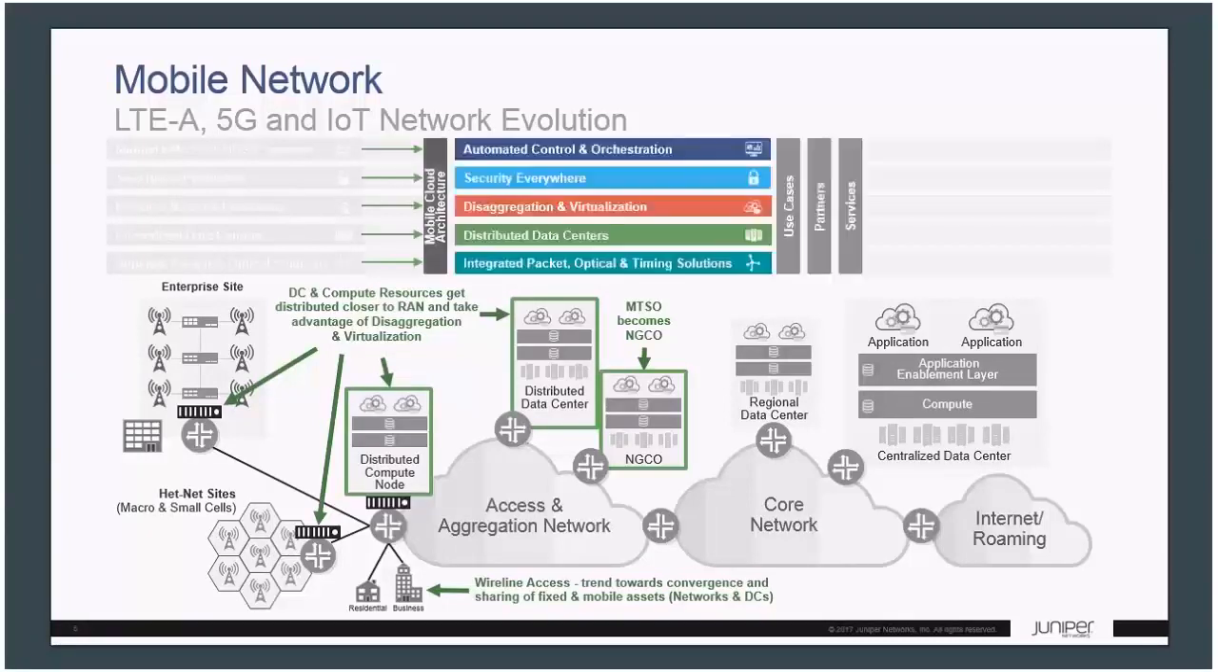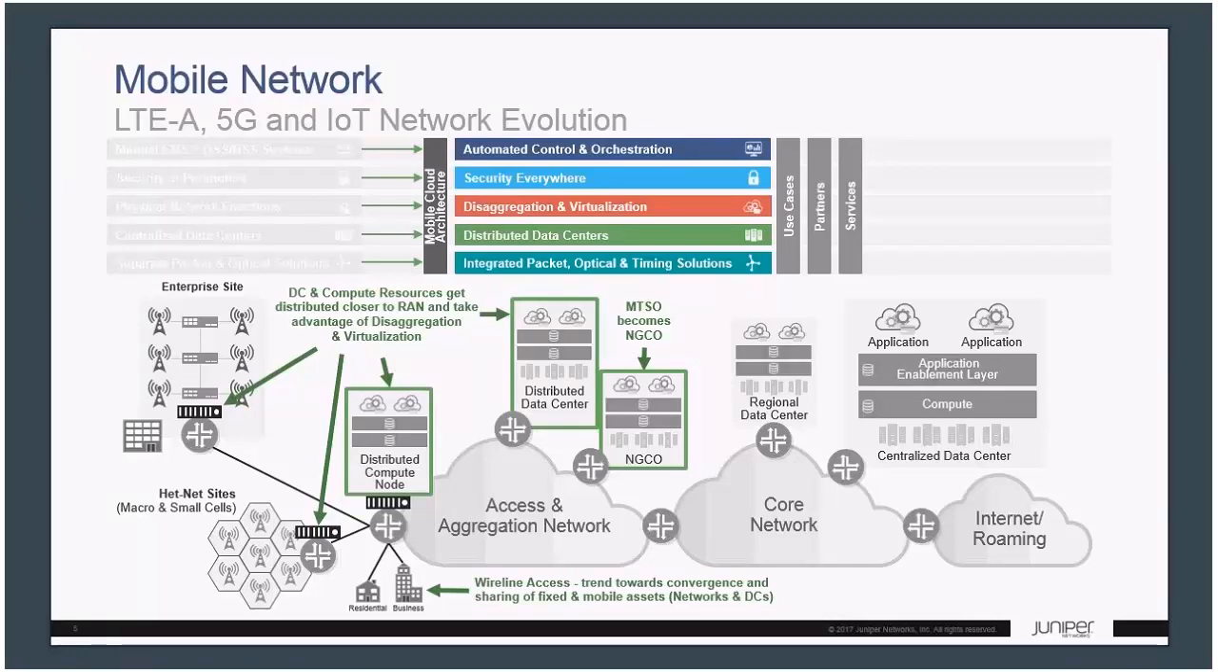Now, how are the solution areas going to have to evolve to support this distributed architecture? Here you can see the 5 solution areas that make up what we're calling Juniper's mobile cloud architecture. Starting at the bottom, we're moving toward an integrated packet optical approach, also with some new timing requirements introduced with LTE-A and 5G. There's definitely some new needs in the timing area. We're also moving from centralized data centers to a more distributed approach, or distributed data centers.